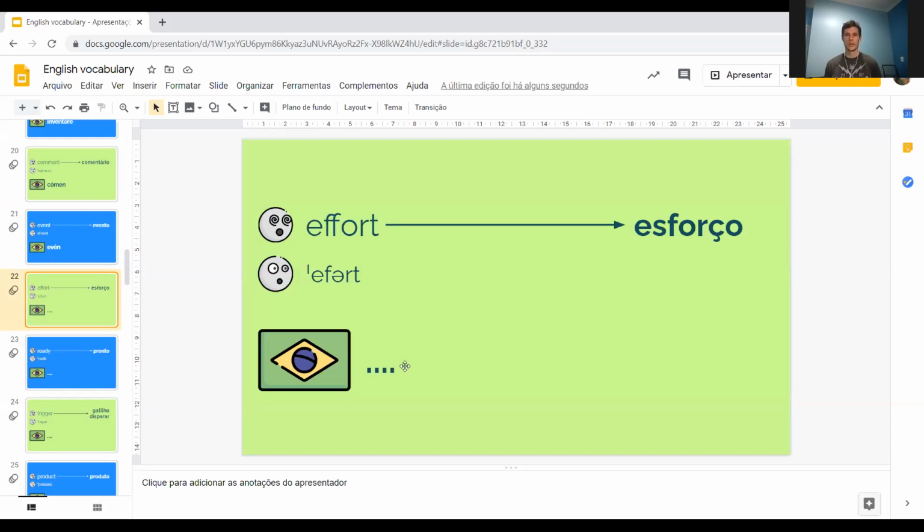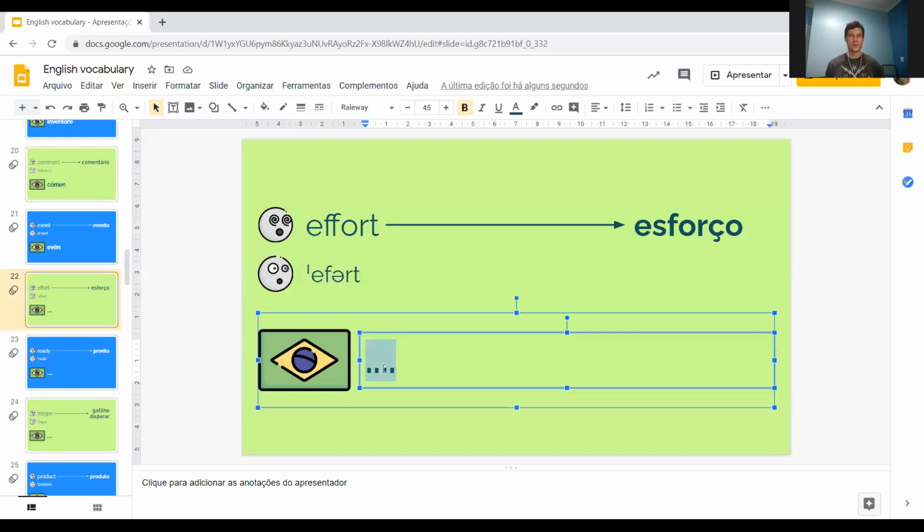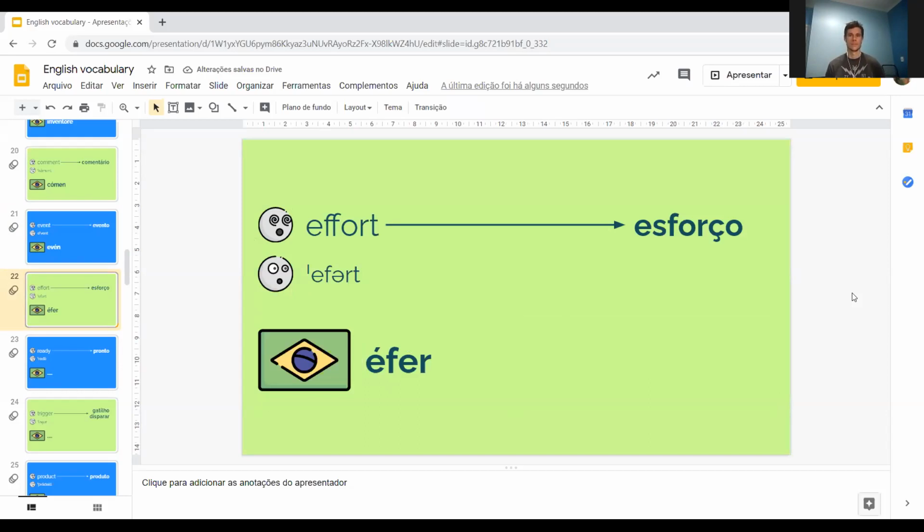Okay, next one. I would say effort. Okay, that was good. The O sounds more like an E, like ER. Effort. Right. Effort. Okay. So I need to put so much effort to pronounce it right.